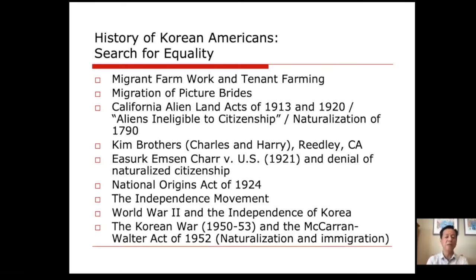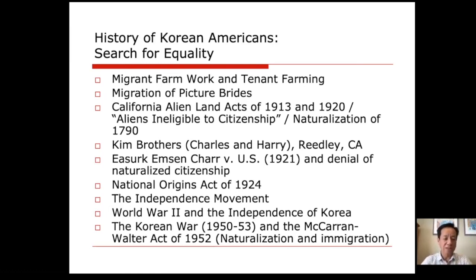And it was affirmed that even if an individual Korean had the merit of being a citizen, namely that he was a World War I veteran, what was more important than that was his group membership, his racial membership as an Asian. And so Emsen Charr was denied citizenship. And what that did was it paved the groundwork for the National Origins Act of 1924 that simply stated that aliens who are ineligible to citizenship cannot immigrate to the United States. And that would even curtail the migration of these student exiles who could come to the United States. And it hermetically sealed Asia from the US when it comes to immigration.